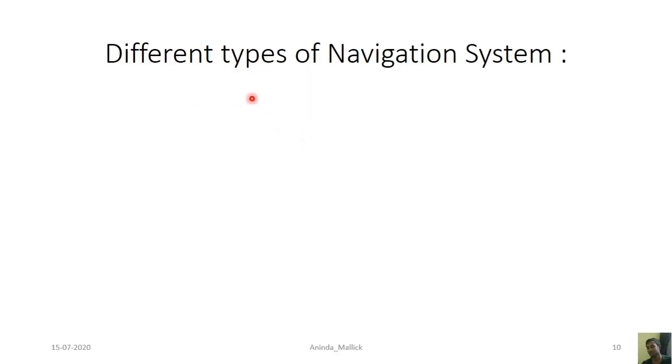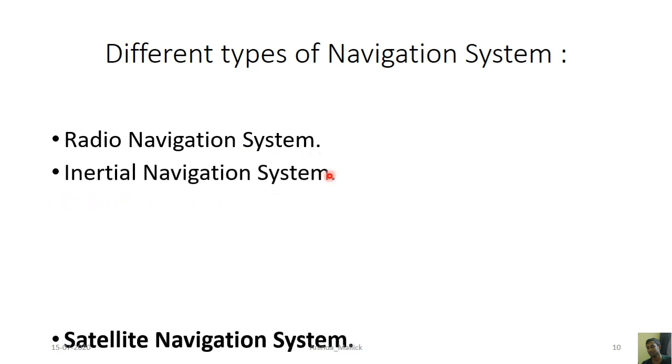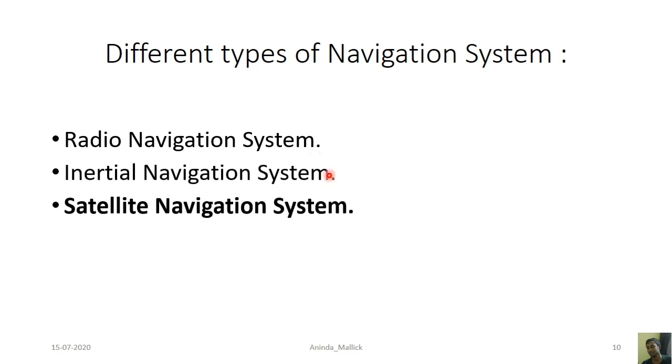There are different types of navigation systems. The first one is the radio navigation system. The second one is the inertial navigation system. The third one is the satellite navigation system. In this video, I will discuss the satellite navigation system, but in the next 2 slides, I will give you a brief idea about these other 2 types of navigation system.